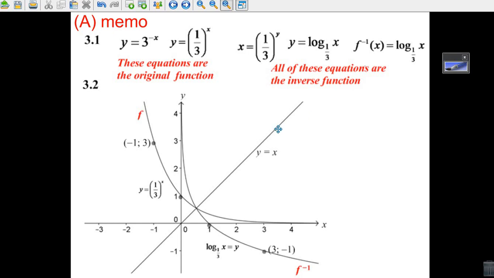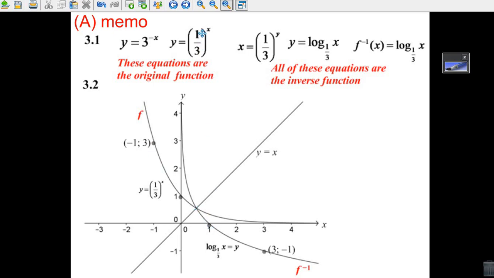Now, the next question they ask is to sketch the function. Well, just find the y-intercept. You put in 0. 1/3 to the 0 power is 1. Now I think minus 1 is a nice number to put in there. Minus 1: 1 over 3 to the minus 1. Put it in your calculator. You'll see that it turns this upside down. It becomes 3. Minus 1 and 3.